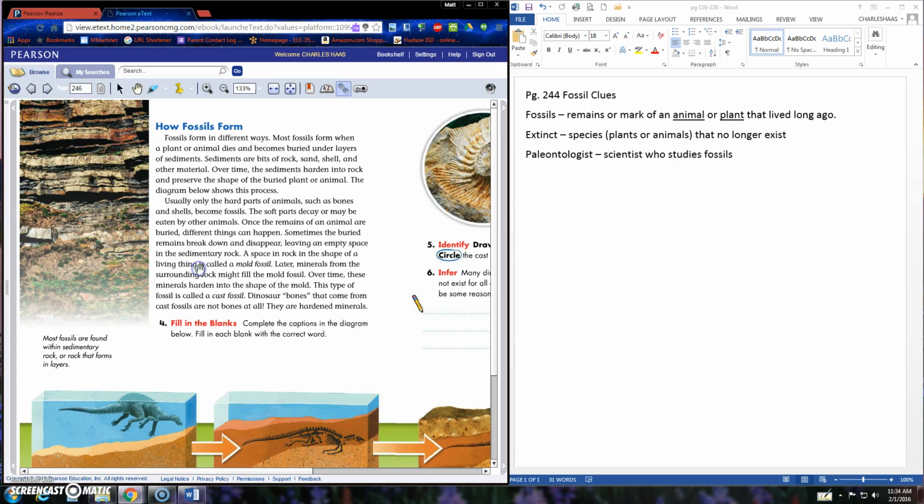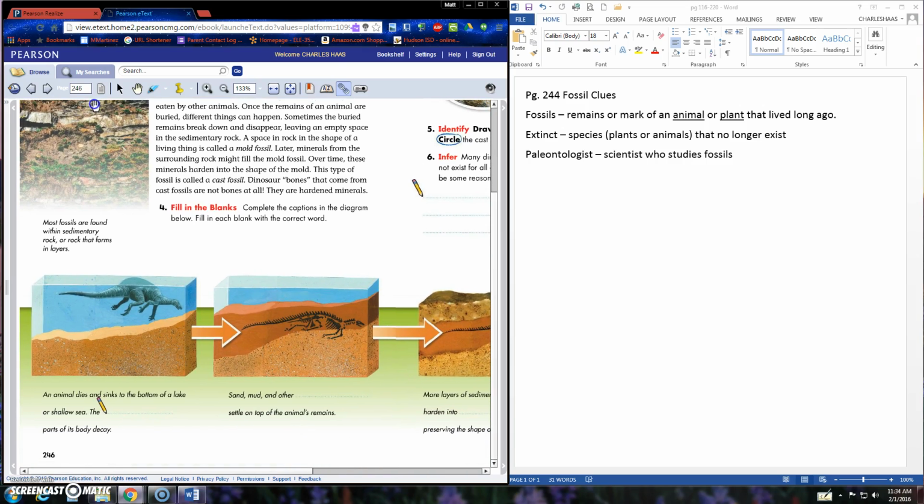How fossils form. Oh, look at this. Some lovely pictures of sedimentary rock layers going on there. You can see all the different layers, the different sediment that used to form each layer. Here's how the fossils form. An animal dies and sinks into the bottom of the lake or shallow sea. It's another one of those gloomy and doomy, sad days.